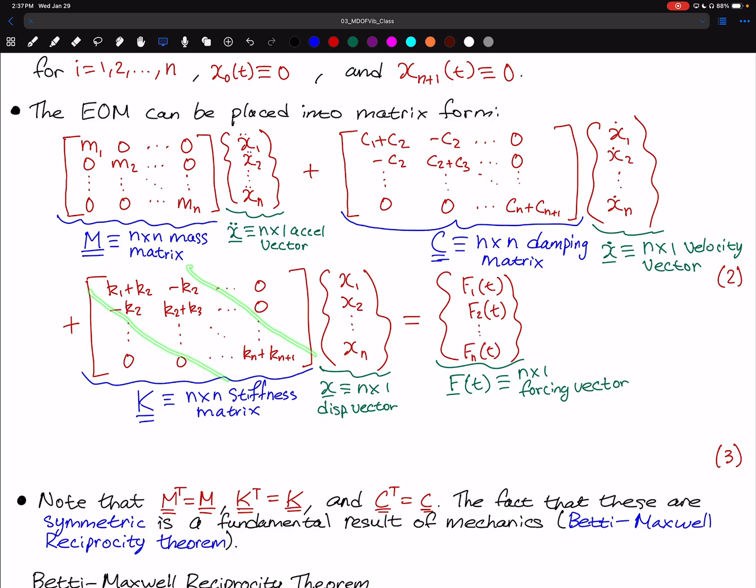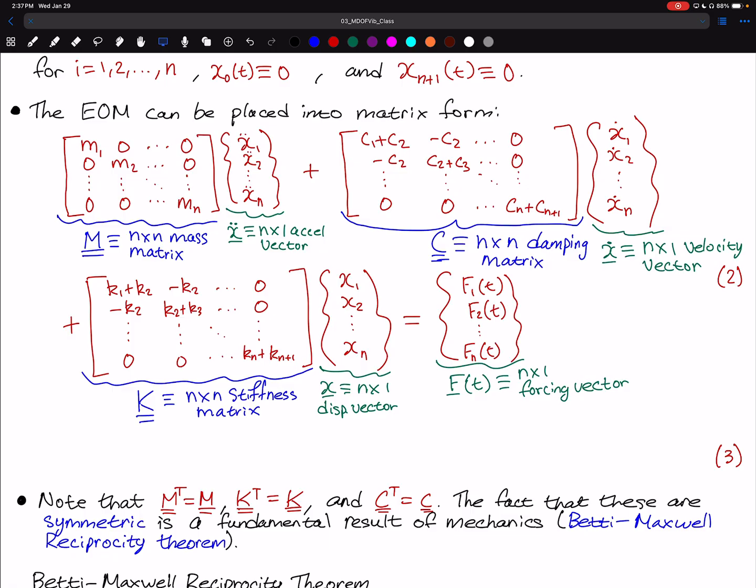That does not mean that you couldn't have a spring that connects the first mass to the last mass, in which case you would end up with a non-zero term here. And then there'd also be a non-zero term right above this one as well. And then you'd have another term added to this third entry here. So in this case, we don't have any springs that are coupling non-adjacent masses, but you can easily have that as well.